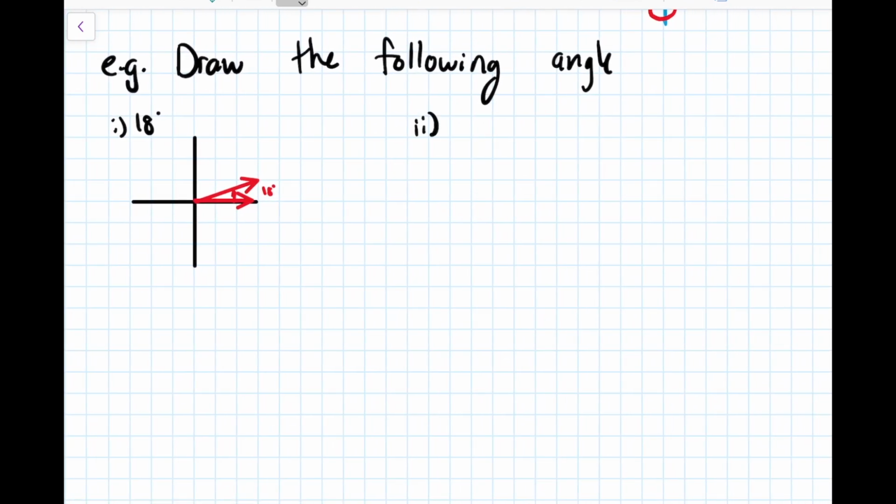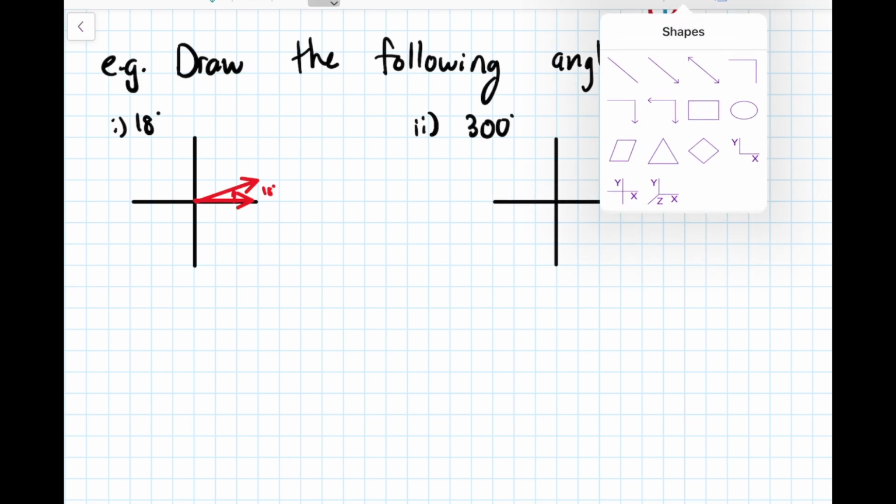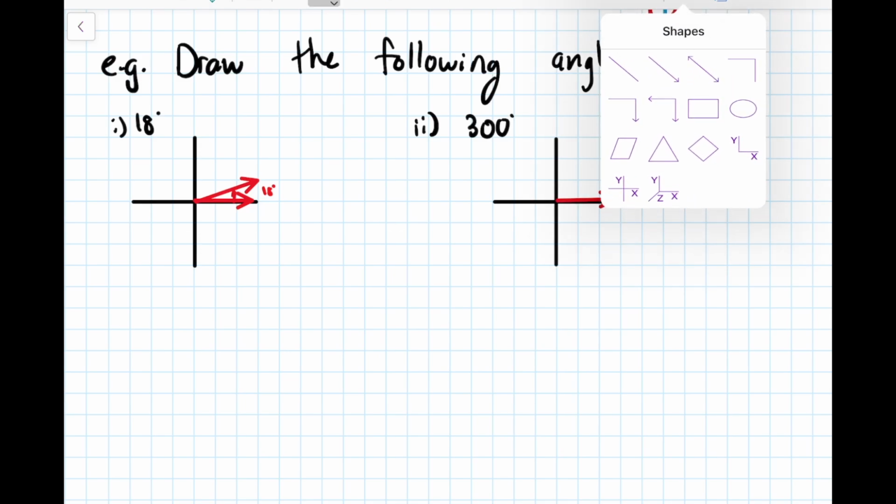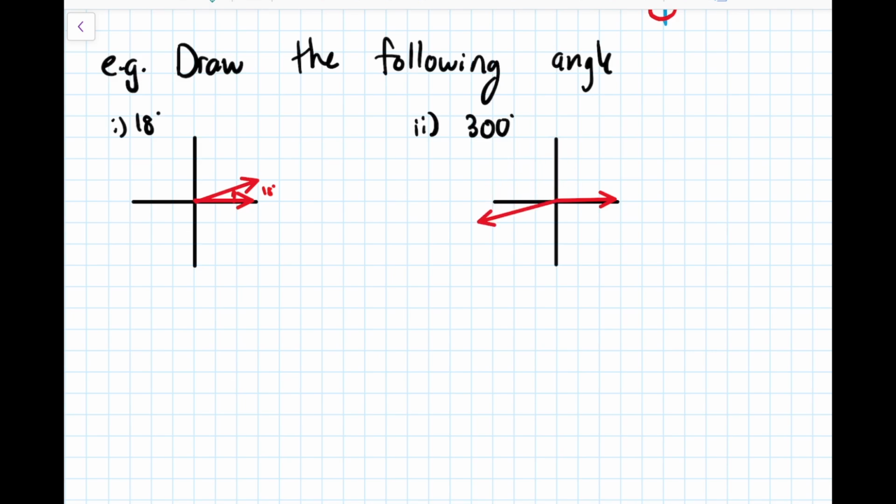So let's try another one. What if we wanted to do 300 degrees? If we sketch out our grid, 300 degrees is going to be in quadrant 4. And so now we have to get a sense of, okay, well, it's in quadrant 4, but where? So this is 270. This is 360. Halfway between 270 and 360 is 315.